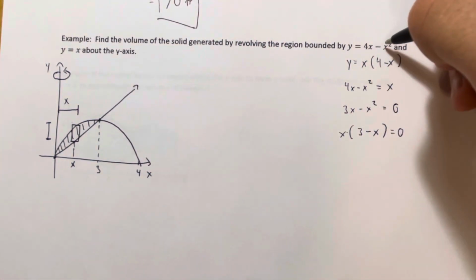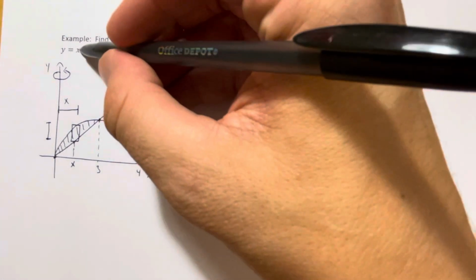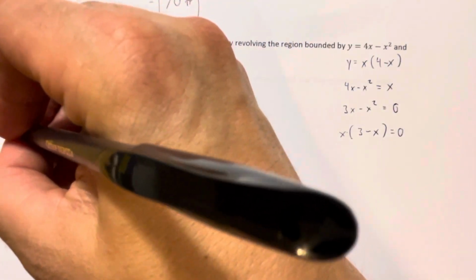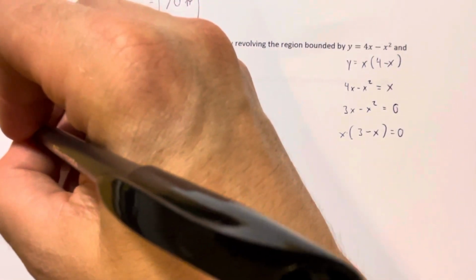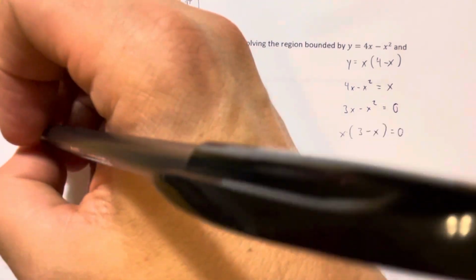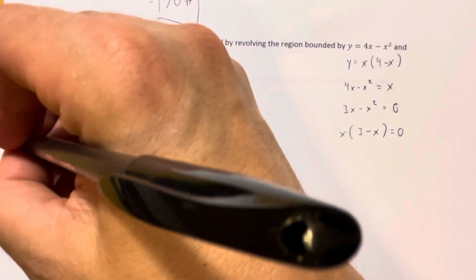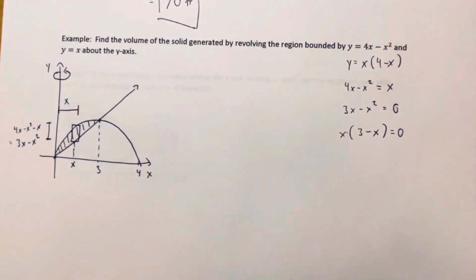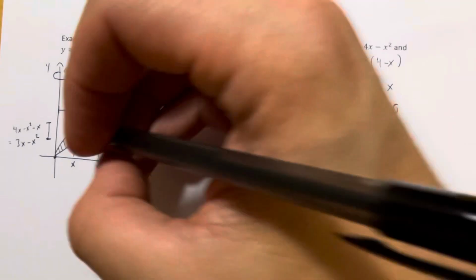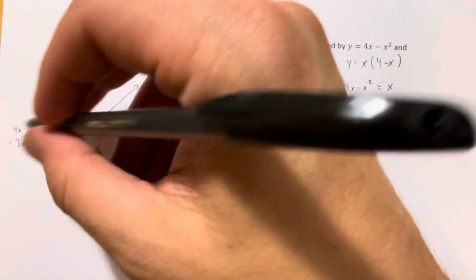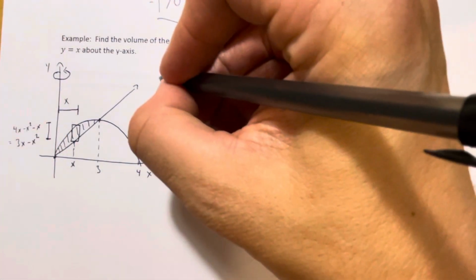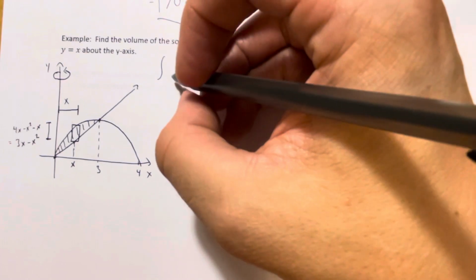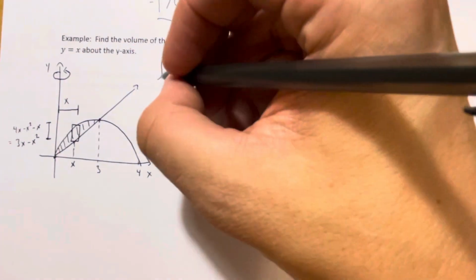That would be 4x minus x squared minus x, which I can simplify. That becomes 3x minus x squared, like that. Okay? That thing is going to represent the height of that cylindrical shell. So when I set up this integral here, my volume is going to be the integral from 0 to 3.